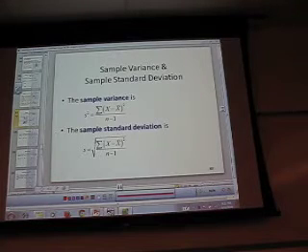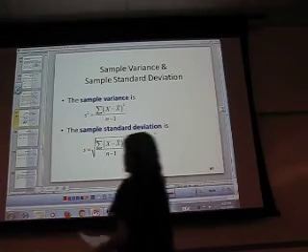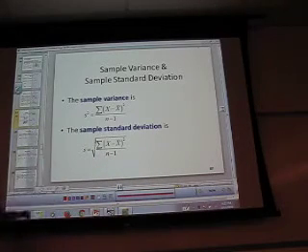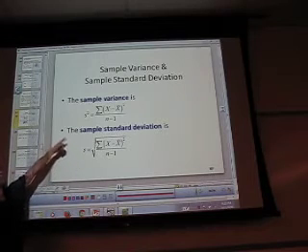These are the formulas, and you'll notice that the differences are, instead of being sigma squared and sigma, it's s squared and s. Sigma are the Greek letters. Whenever we're talking about populations, we use Greek letters. Whenever we're talking about samples, we're using regular, ordinary letters. So sigma is the Greek s. So here, for the sample, we just use regular s squared and regular s.